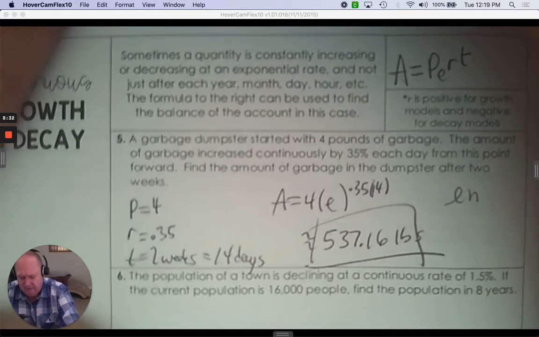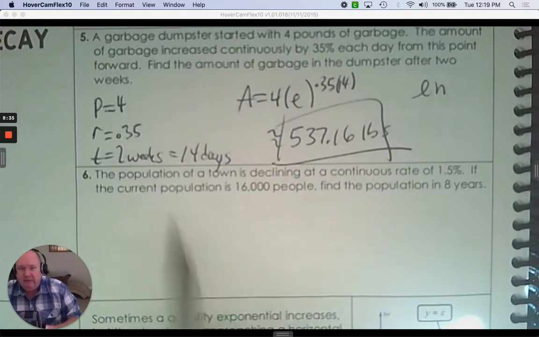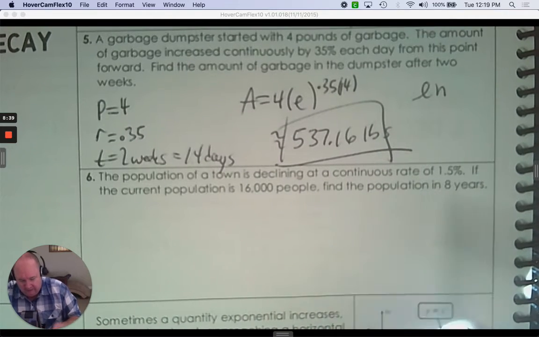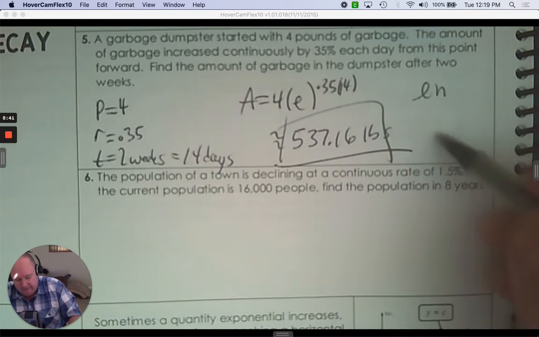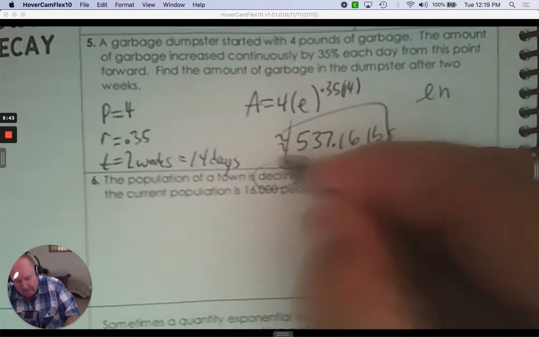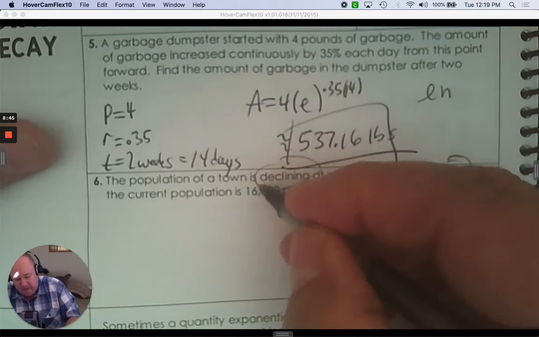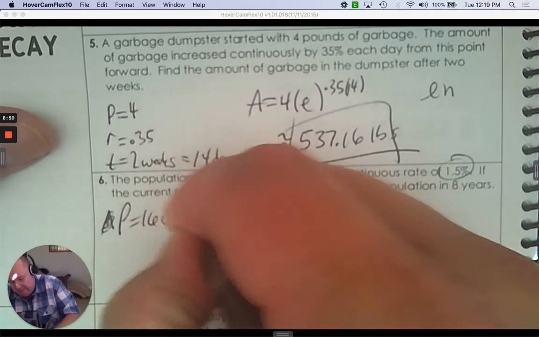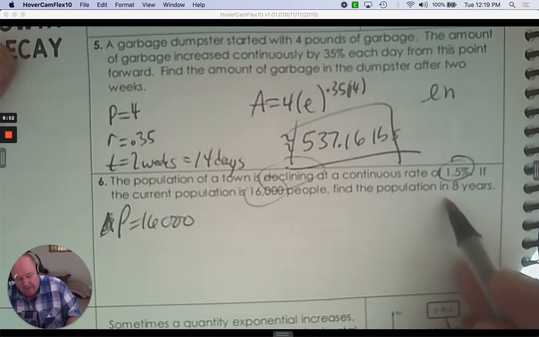Number 6. In number 6, the population of a town is declining at a continuous rate of 1.5%. So this is the key information. If the current population is 16,000, that's what I was looking for to begin with. Find the population in 8 years.